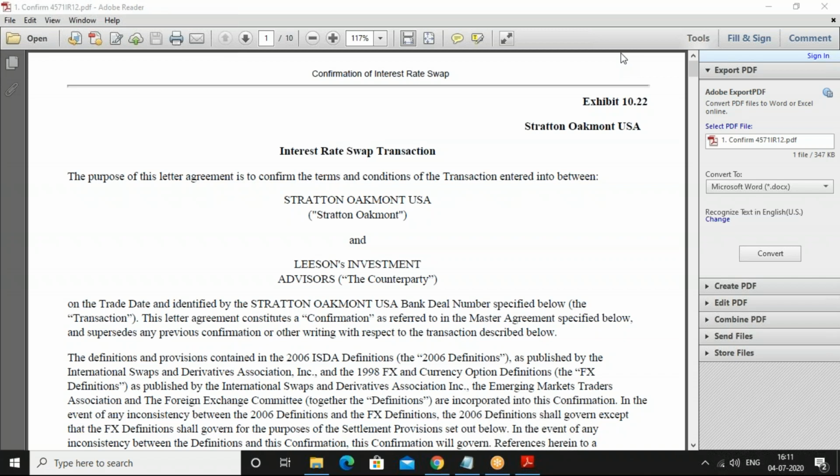I'll read this out. The purpose of this letter agreement is to confirm the terms and conditions of the transaction entered into between Stratton Oakmont USA and Leeson's Investment Advisors, the counterparty, on the trade date and identified by Stratton Oakmont USA bank deal number specified below the transaction. This letter agreement constitutes a confirmation as referred to in the master agreement specified below and supersedes any previous confirmation or other writing with respect to the transaction described below. Wow, what does that first sentence say? A lot of information, but what do you think it means?